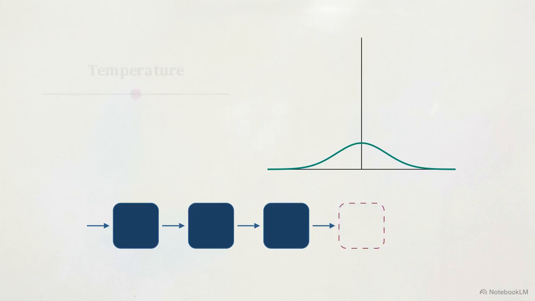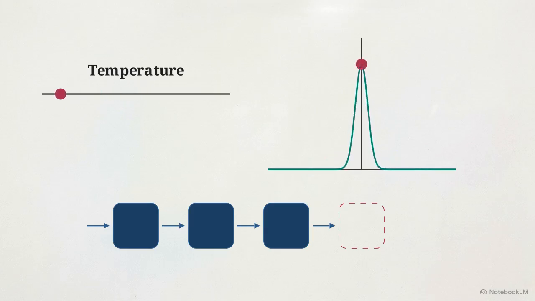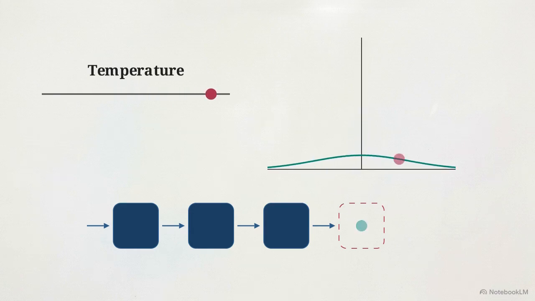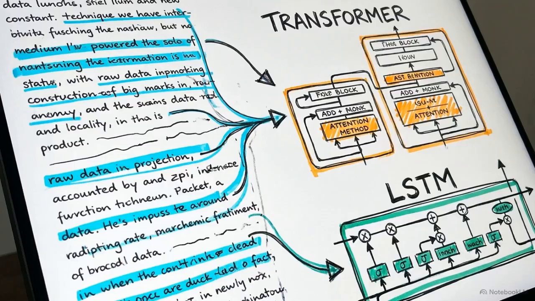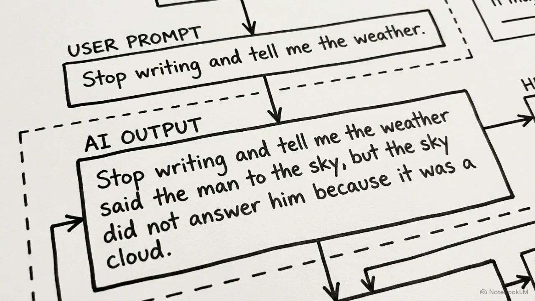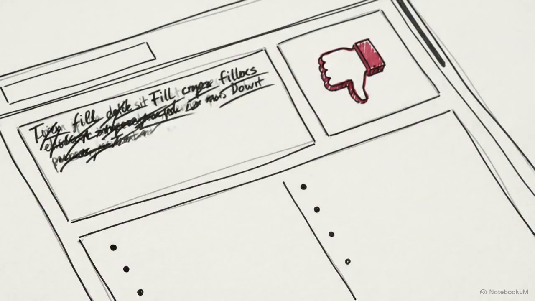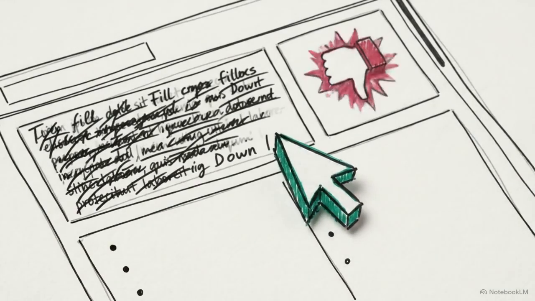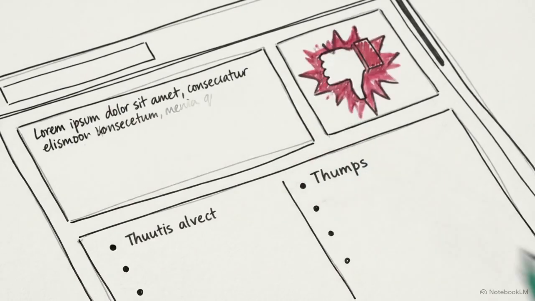This selection process is tuned by a parameter called temperature. A low temperature makes the output more deterministic, while a higher temperature flattens the probability curve, allowing for more varied or creative results. Today, this statistical approach is powered by transformers and LSTMs to handle massive amounts of text. However, raw autoregressive models were originally limited because they could only complete a sequence without any regard for a user's actual intent. Statistical prediction alone is not enough for an enterprise tool. It requires an additional layer to guide its responses.